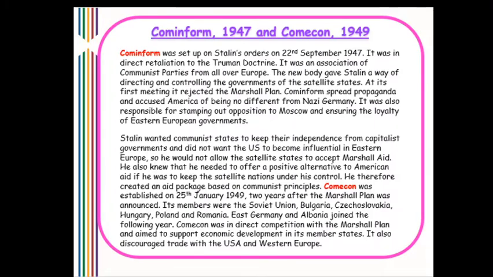It was established on the 25th of January 1949, 2 years after the Marshall Plan was announced. Its members were the Soviet Union, Bulgaria, Czechoslovakia, Hungary, Poland, and Romania. East Germany and Albania joined the following year in 1950. So Comecon was in direct competition with the Marshall Plan and aimed to support economic development in its member states. It also discouraged trade with the USA and with Western Europe.